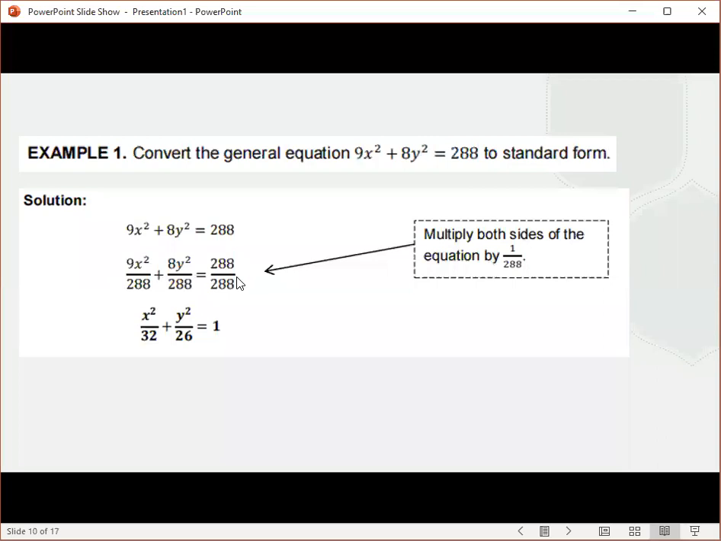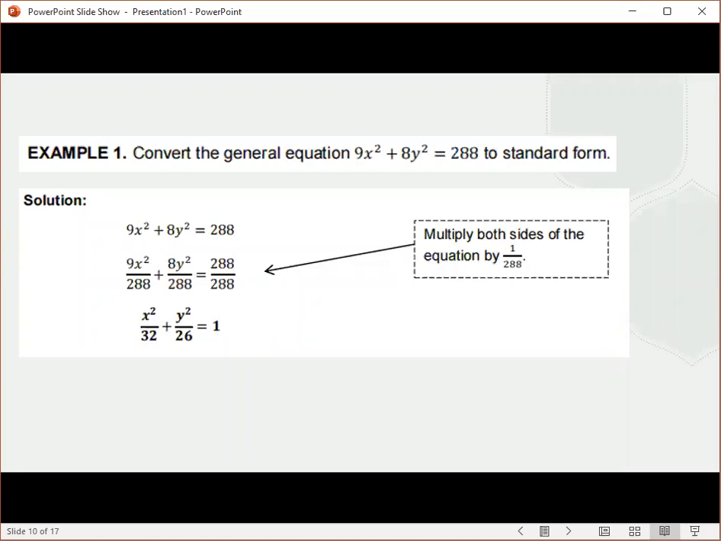This is equal to 288 over 288. Simplify this one. So 9 over 288, you'll get 1 over 32. 8 over 208, rather, you'll have 1 over 26. And of course, the right-hand side is equal to 1. So this is now the standard form of the equation of your ellipse: x squared over 32 plus y squared over 26 is equal to 1.